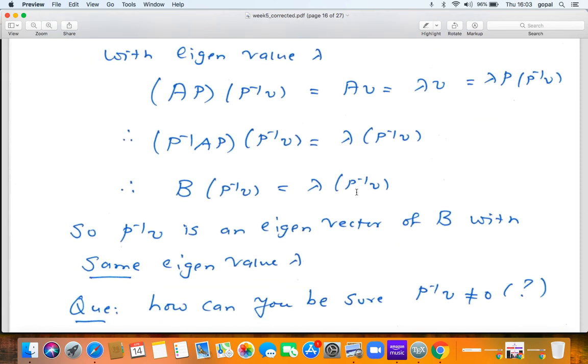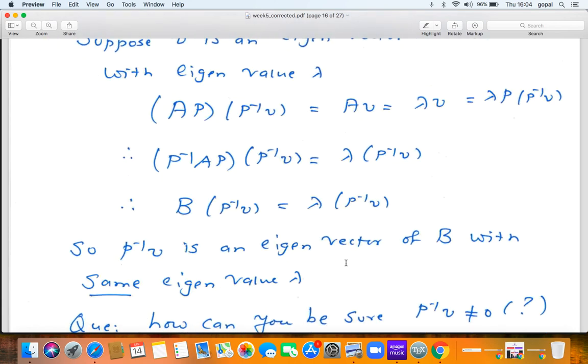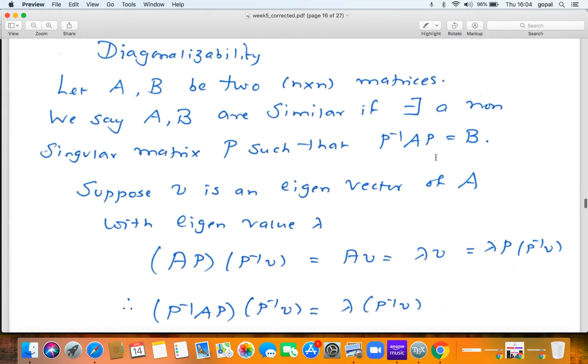Of course, before I conclude that P inverse of V is an eigenvector, I had to answer a question. How do I know that P inverse of V is non-zero? Well, if P inverse of V were 0, then P applied to P inverse of V will also be 0, in which case V itself will be 0, but that is false because V is an eigenvector of A. An eigenvector is not supposed to be 0. So we conclude that P inverse of V is an eigenvector of B with eigenvalue lambda. This is a very simple observation, and it will be needed in the problem of diagonalizability.